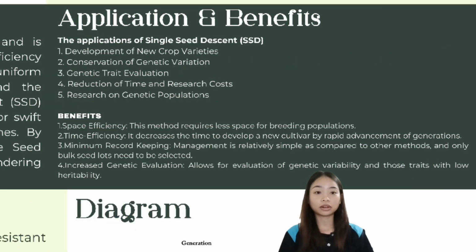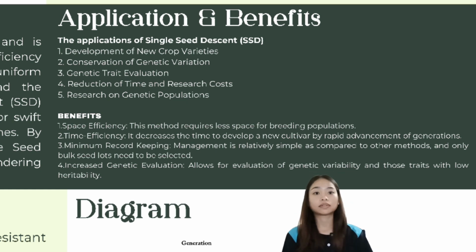So, I would like to talk about the application of single seed descent, SSD. Firstly is development of new crop varieties. This is used to create genetically uniform crops such as wheat, barley, and soybeans with traits like high yield or disease resistance. Other than that is conservation of genetic variation. It allows breeding without losing the genetic diversity of the original population. Further is genetic trait evaluation. This helps identify important genetic traits such as disease resistance or tolerance to stress factors like drought or salinity.